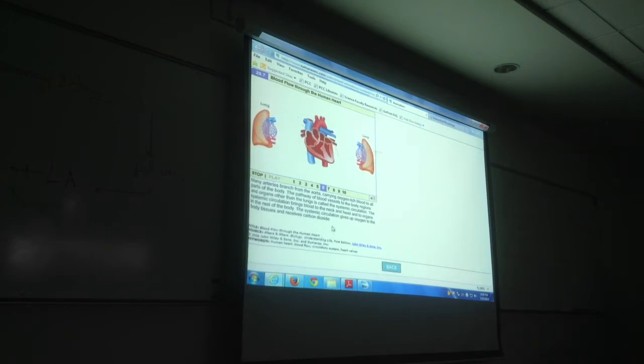Many arteries branch from the aorta, carrying oxygen-rich blood to all parts of the body. The pathway of blood vessels to the body regions and organs other than the lungs is called the systemic circulation. The systemic circulation brings blood to the neck and head and to organs in the rest of the body. The systemic circulation gives up oxygen to the body tissues and receives carbon dioxide.